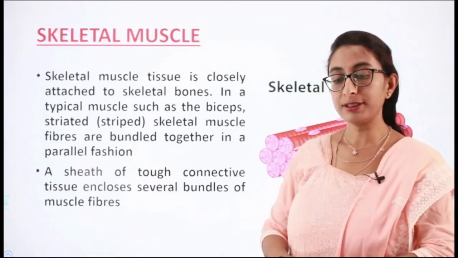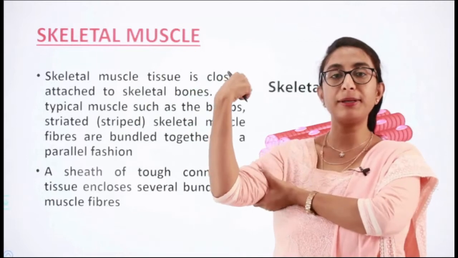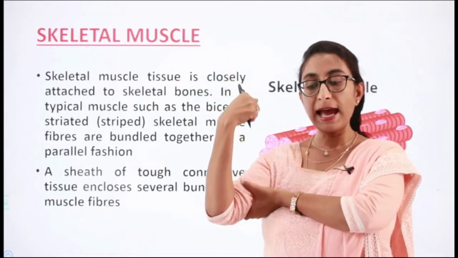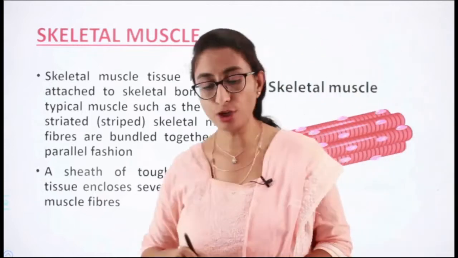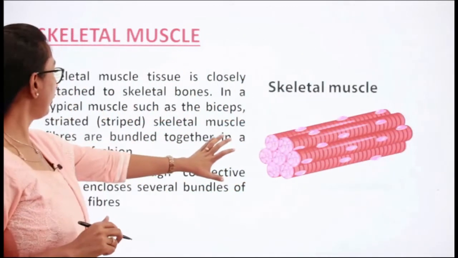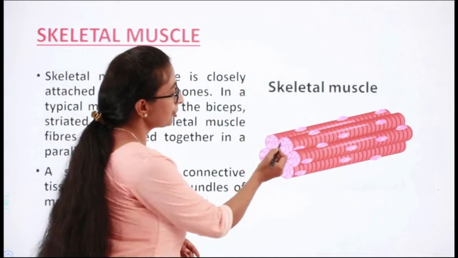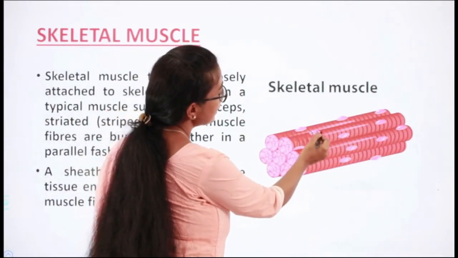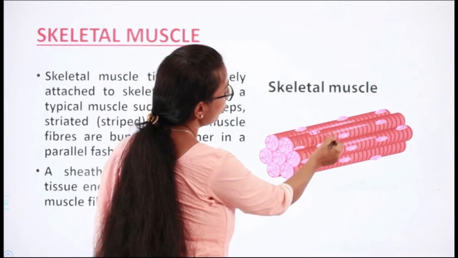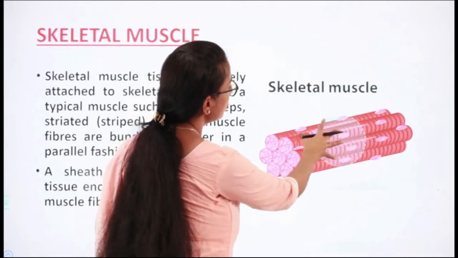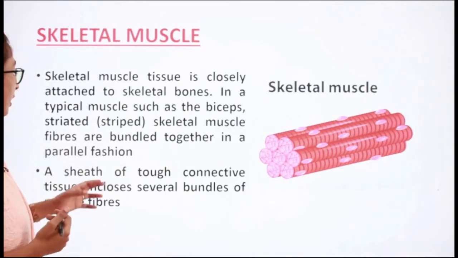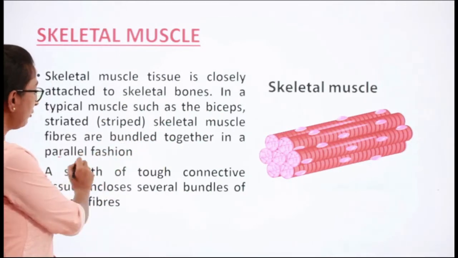Such as biceps, here you see, you can feel your biceps, isn't it? Those are skeletal muscles, and this is the structure of a skeletal muscle. You can find that they are striped in nature. You can find the lines on these, isn't it? These are what we call stripes. So the skeletal muscles are striped in nature and they are bundled together in a parallel fashion.